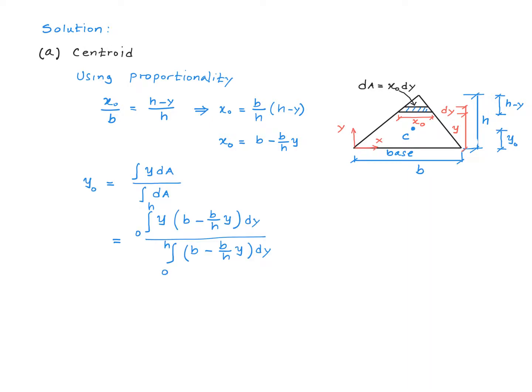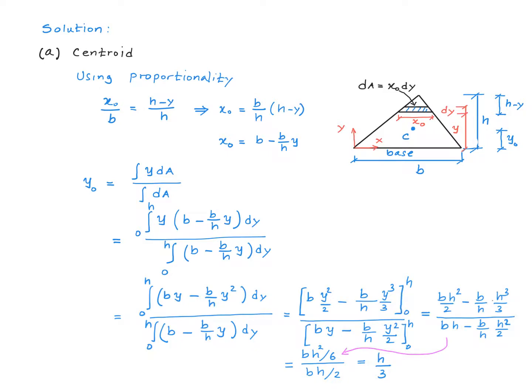Here's the equation for finding the centroidal distance y0: integral of y times dA divided by integral of dA. The term in the denominator is the area of the triangle, right? Which we know as half times base times height, half times b times h. But in the spirit of using calculus, we'll do that using calculus as well. And in these expressions, I use this for dA, where x0 is given by this expression.